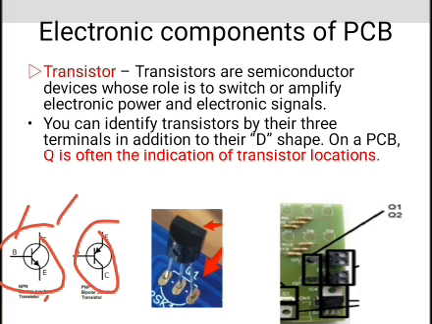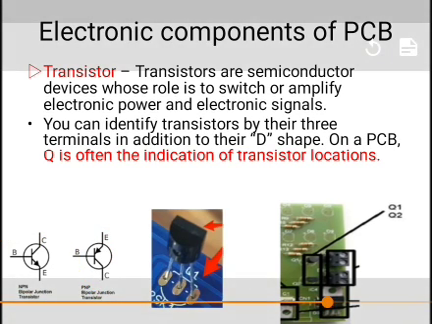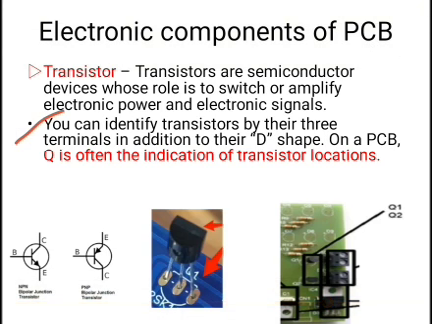So another type of transistor used is the FET. FETs use an electric field to activate the other circuit. Next, you can identify the transistors by their three terminals in addition to their D shape. They are indicated as D shape on the printed circuit board as shown in the figure.